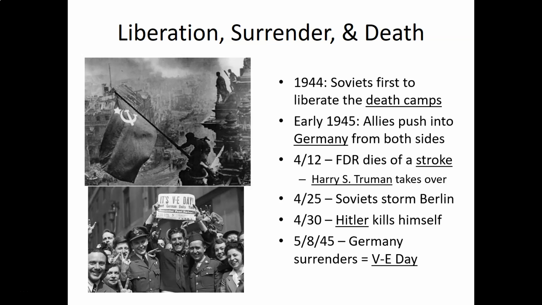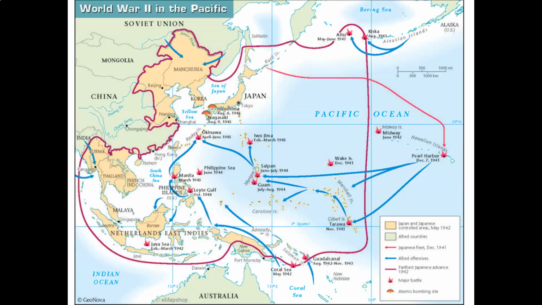Now, April is a big month because FDR dies. So that means Harry Truman is going to take over as U.S. president. We see the Soviets storm Berlin and ultimately take the city. Hitler kills himself, and then the Germans are going to surrender on May 8th, and this is going to lead to what we call VE Day, or Victory in Europe Day.